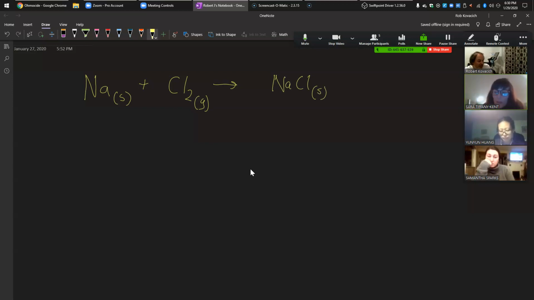I have to balance this because there's 2 chlorines on the left, so I need 2 chlorines on the right. So I'm going to put a 2 here. And now I just made 2 sodiums on the right, so then I need to put 2 sodiums on the left. So if I wanted to make this reaction happen, I'd have to put 2 sodium atoms in a container with 1 Cl2, and then I could get myself 2 sodium chlorides.